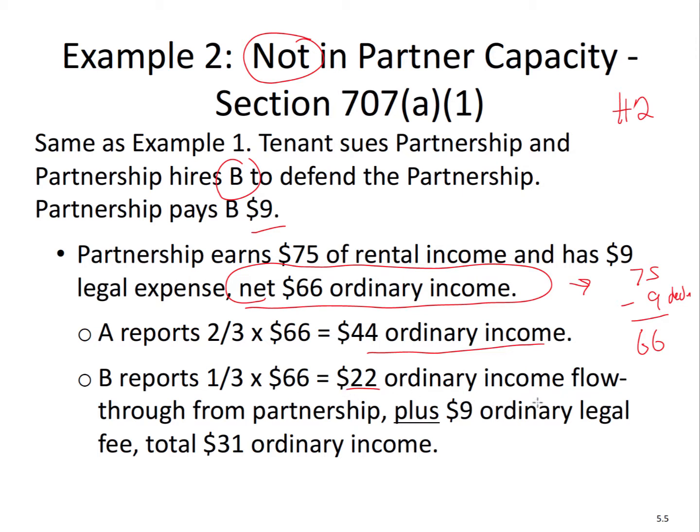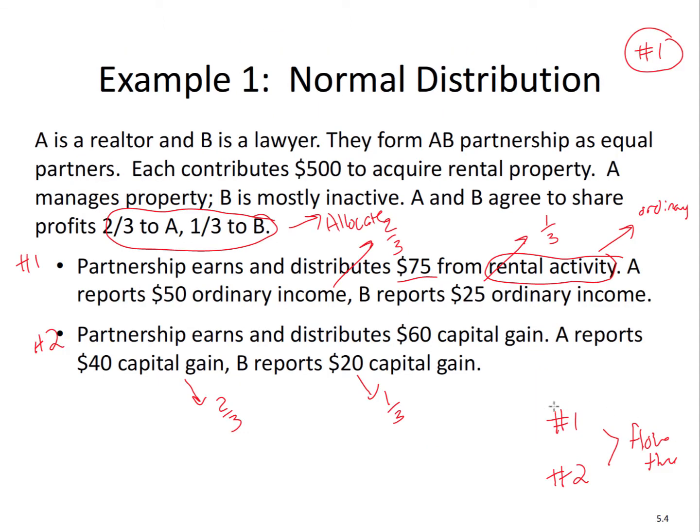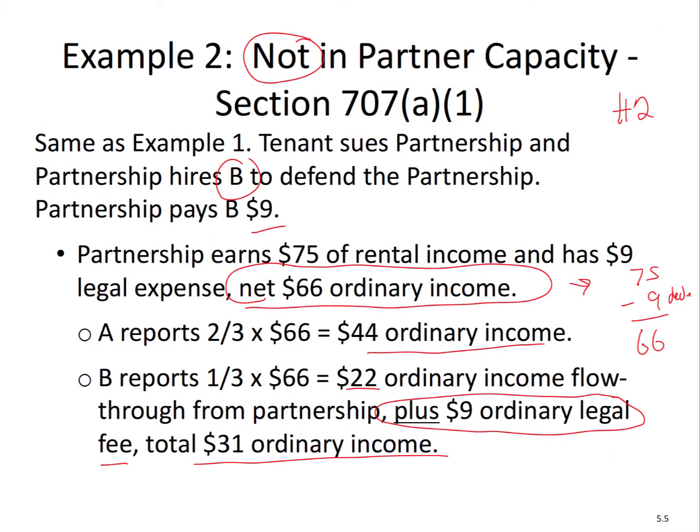Now, B also has to report $9 of ordinary amount because that's the legal fee. So B adds on the $9. By the way, I know in example 1 there was that $60 of capital gain. That's not in this example. So it shows you the actual result. A has to report $44 of ordinary income. B has to report $31 of ordinary income, which is the 22 plus the 9.